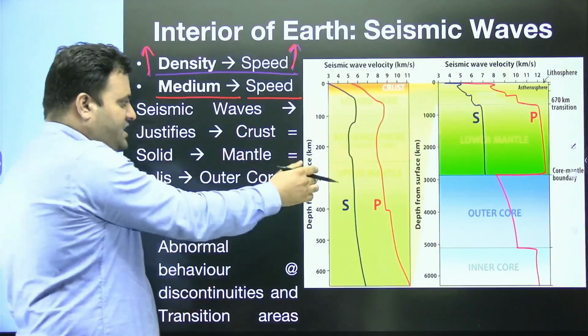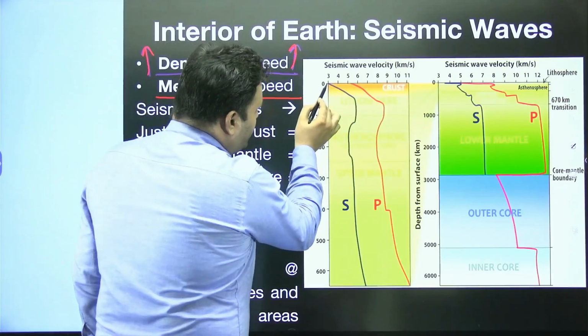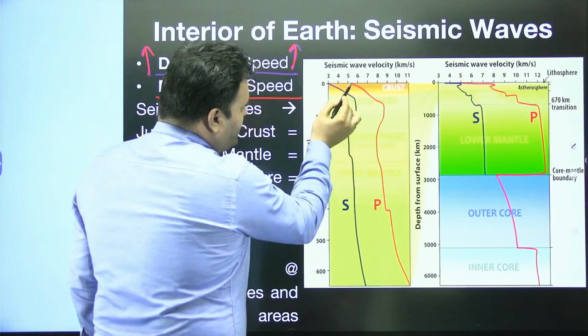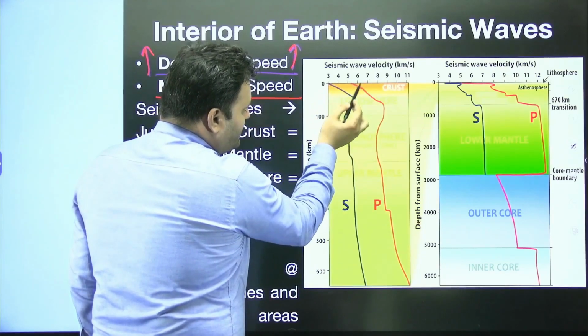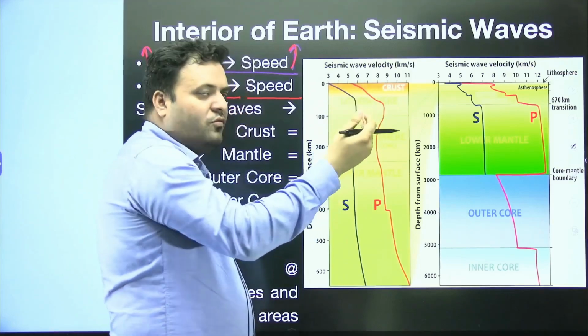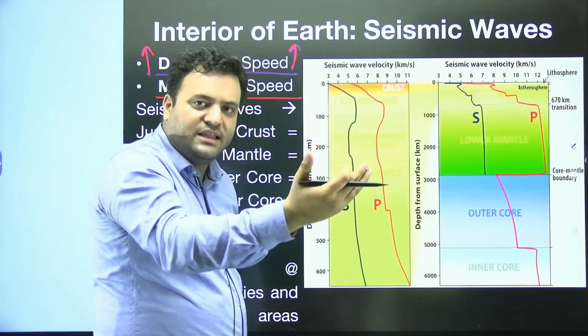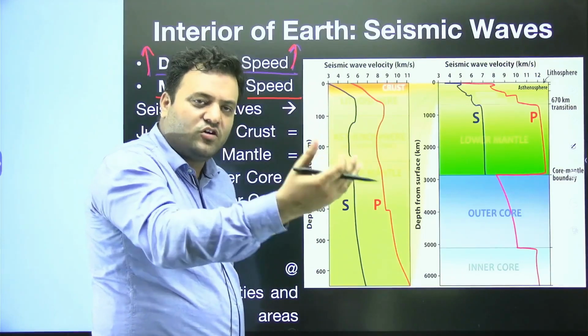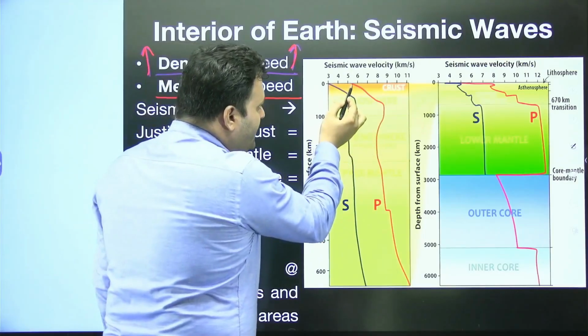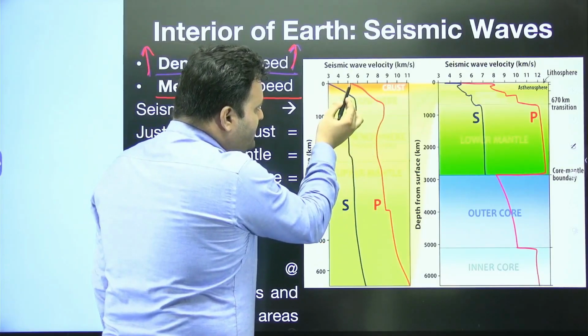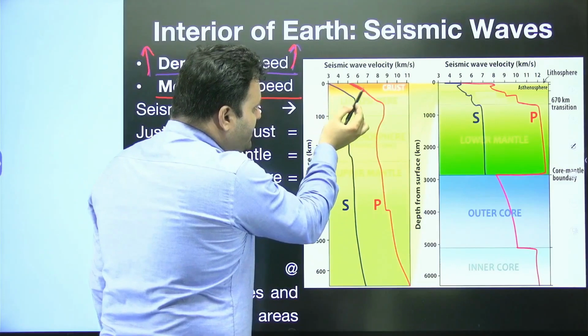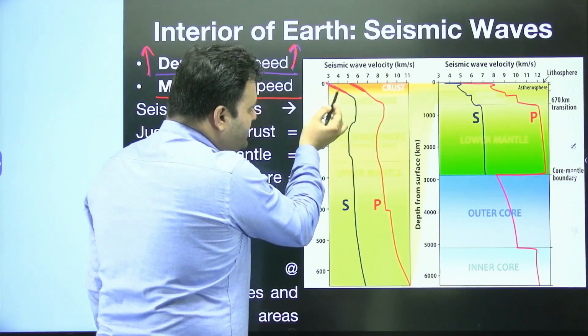Pay attention. Here we have what? Crust. So this is what the P waves do. When the crust is there and as you move into the deeper part of the crust, the density of rocks will increase, and as the density of rocks increases, the velocity or the speed of both waves will increase.